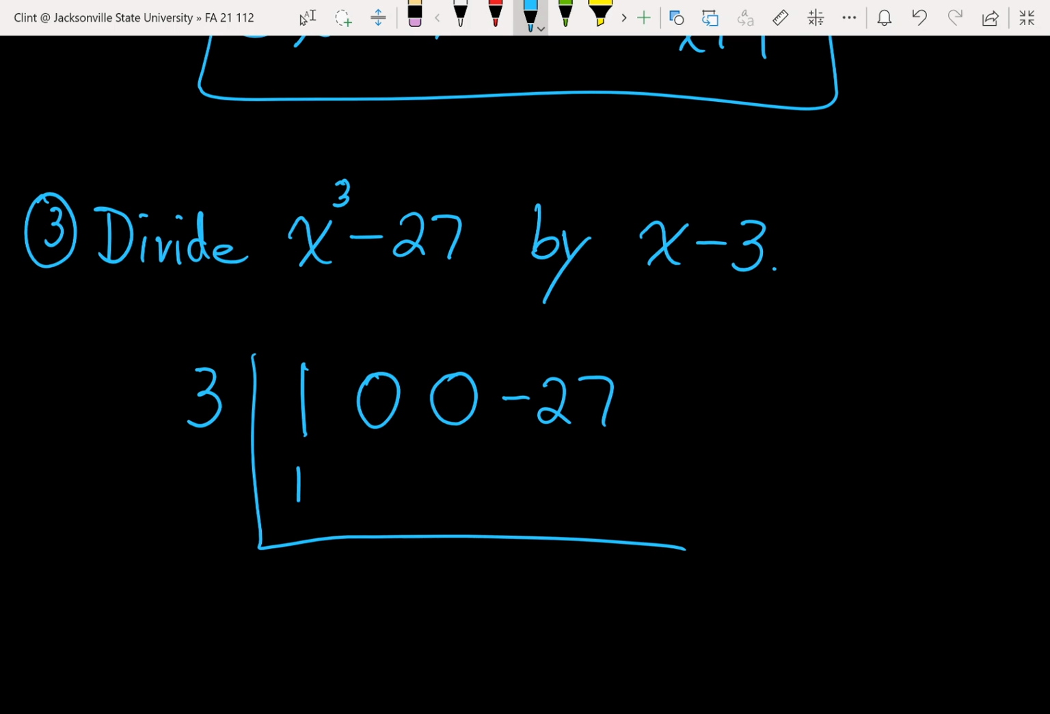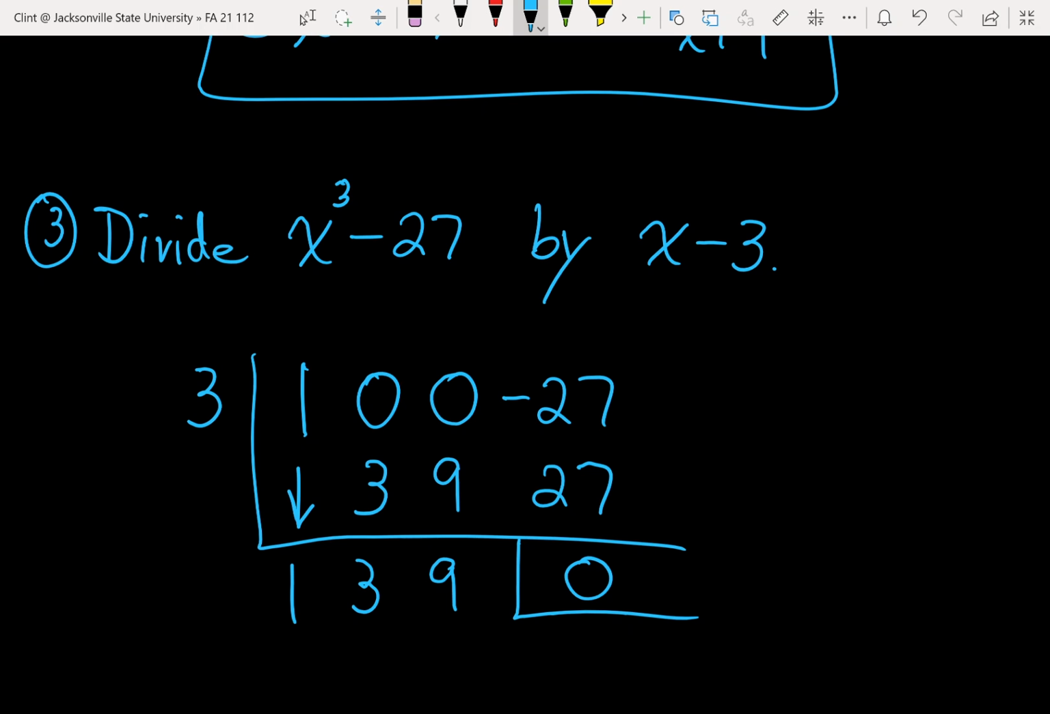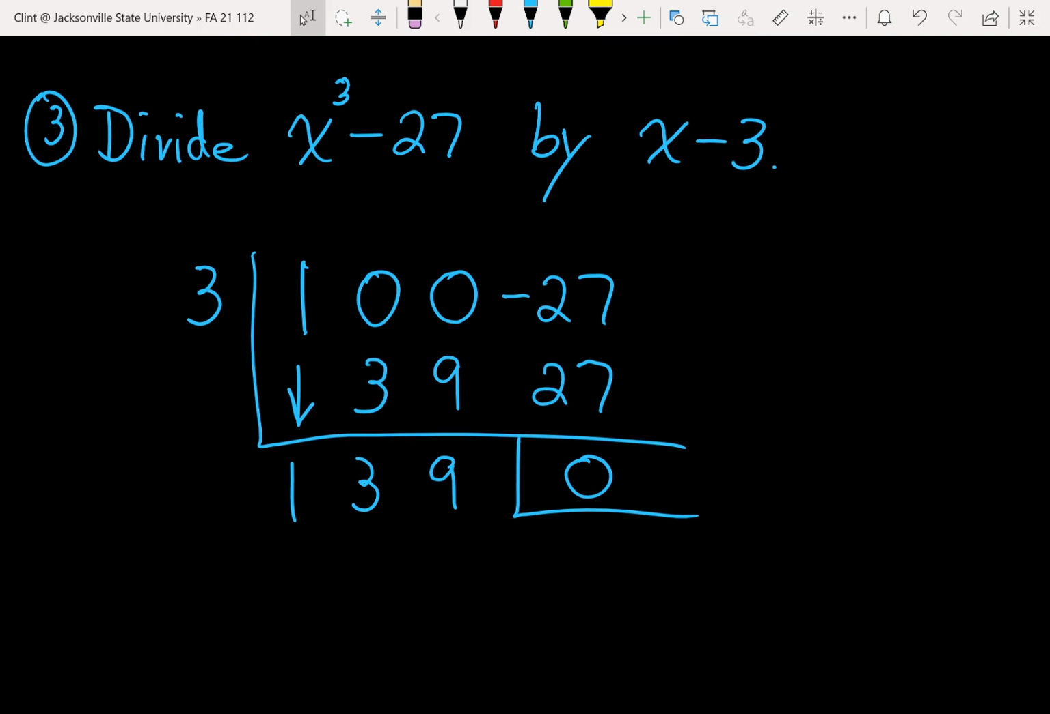Yeah, and then we bring down our 1, right? And 1 times 3 is 3. 0 plus 3 is 3. 3 times 3 is 9. 0 plus 9 is 9. And 9 times 3 is 27. Negative 27 plus 27 gives us a remainder of 0. And then our dividend started with x cubed, so our answer will start with x squared.